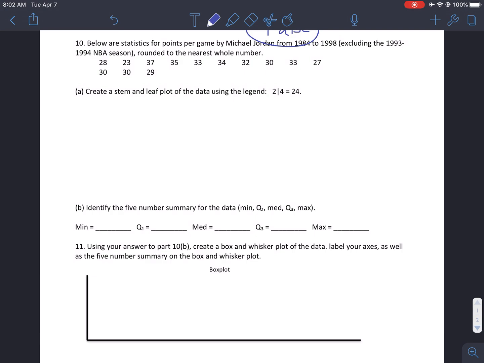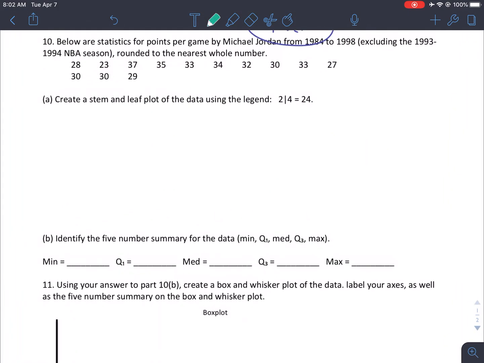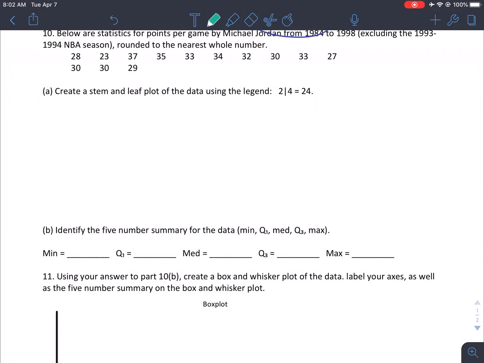Create a stem and leaf plot of the data using the legend 2 with slash or vertical line 4. So 2 is the stem, 4 is the leaf. If I look at the data set, the highest value is 37, the lowest value is 23. So my stem and leaf plot, I only need a 2 and a 3 for the stems. But the trick is I have to order this.